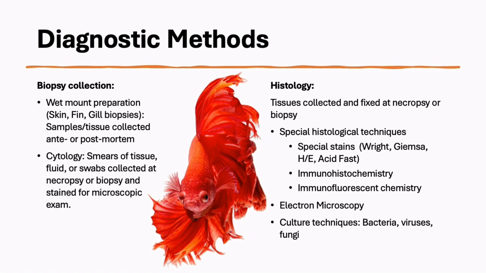And then there are other chemical tests that we can do on some of those tissues. And then even electron microscopy, which is using electrons rather than light to see the tissue, which means we can see it at much finer detail and smaller sample sizes. And then we can do cultures for bacteria, viruses, and fungus.